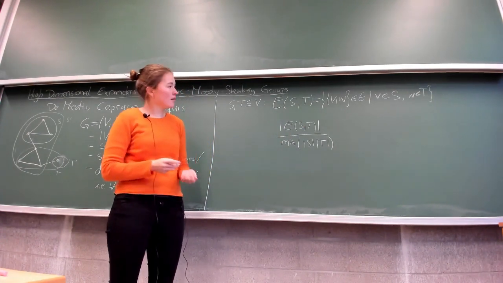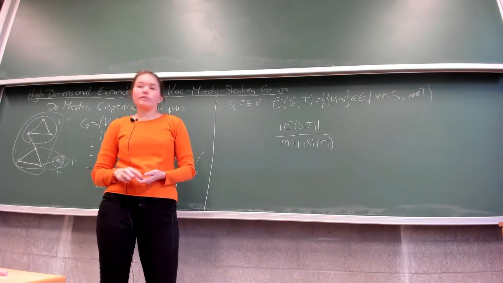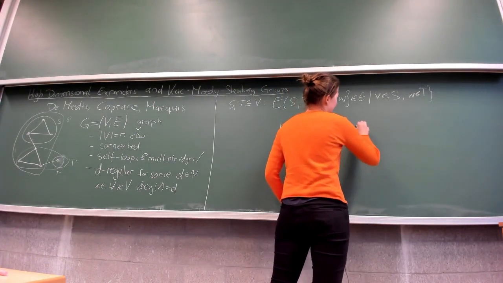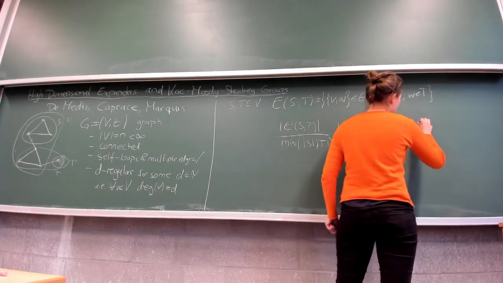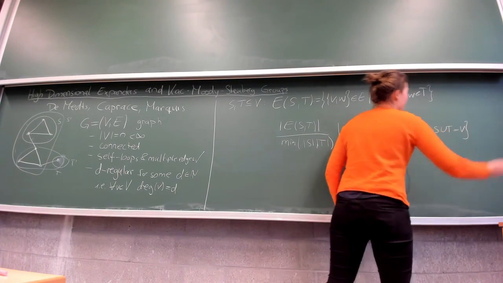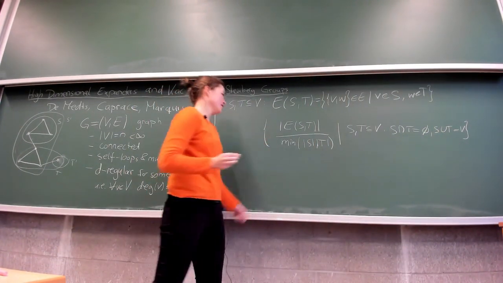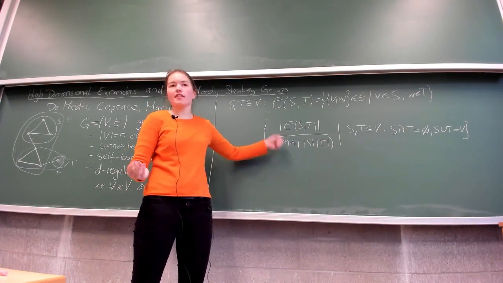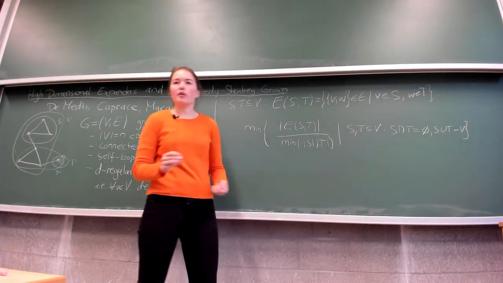Are we going to do this for general subsets S and T, or specifically for sets that form a bipartition? Yes, we will only take those where we have a partition of our vertices. And if this quotient is large, it's good connectedness. If it's small, it's bad connectedness. So we take the minimum over all partitions.